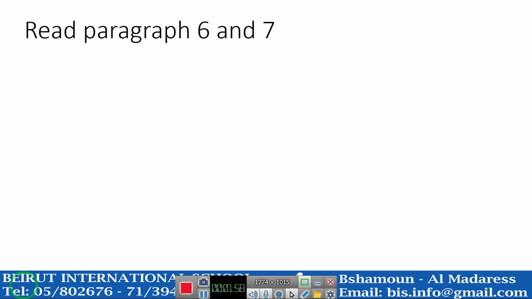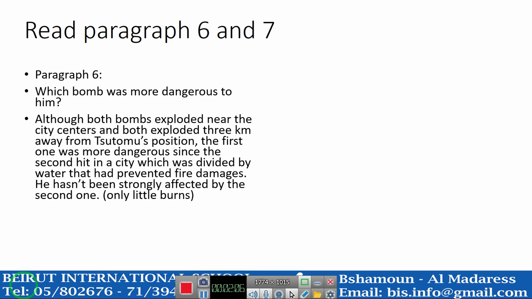Paragraphs 6 and 7. Paragraph 6. Which bomb was more dangerous to him? If you read the paragraph, you will see that both bombs were really dangerous, but the first one was more dangerous than the second. Although both bombs exploded near the city centers and both exploded 3 kilometers away from Tsutomu's position, the first one was more dangerous since the second hit a city which was divided by water, or by a river that had prevented the fire damages. So he hasn't been strongly affected by the second one as he was by the first one.